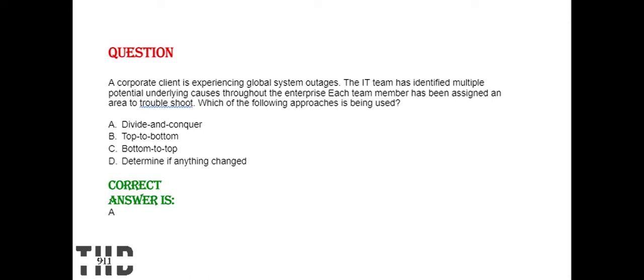A corporate client is experiencing global system outages. The IT team has identified multiple potential underlying causes throughout the enterprise. Each team member has been assigned an area to troubleshoot. Which of the following approaches is being used? Option A, divide and conquer. Option B, top to bottom. Option C, bottom to top. And option D, determine if anything changed. Option A is the correct answer.